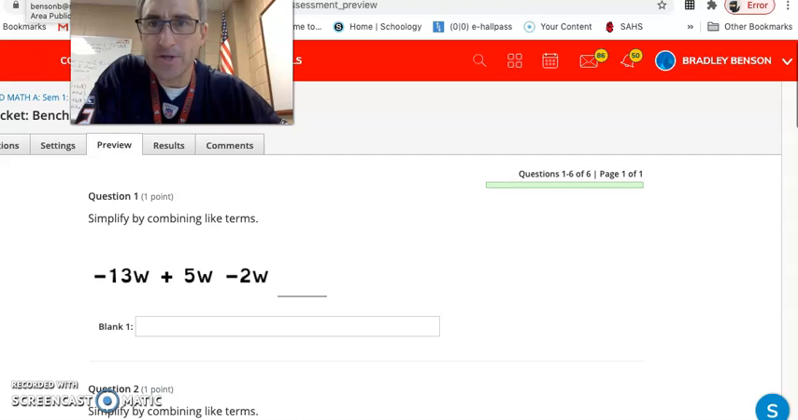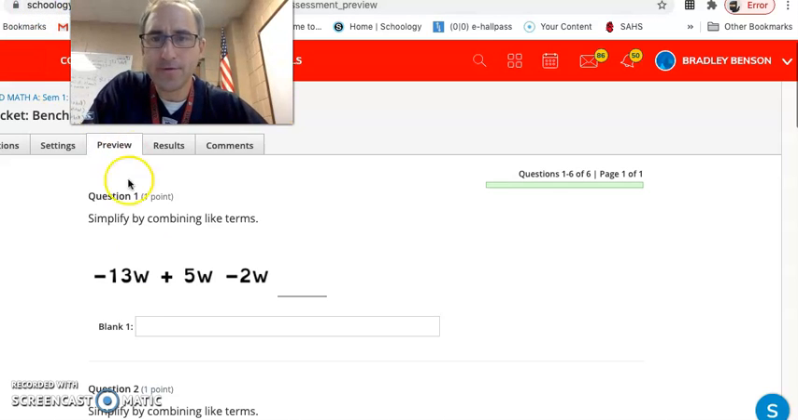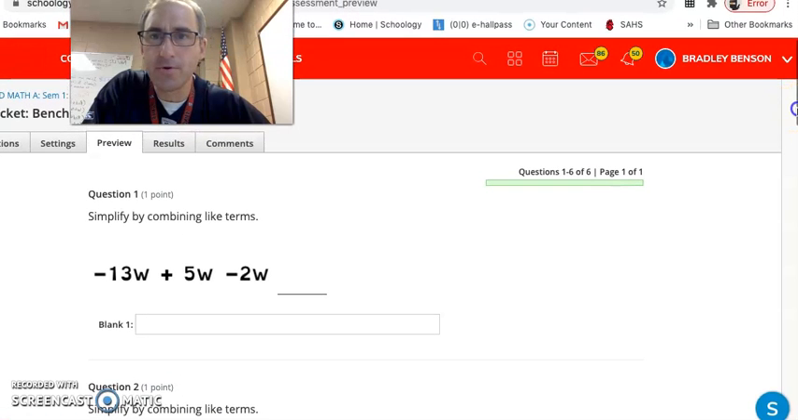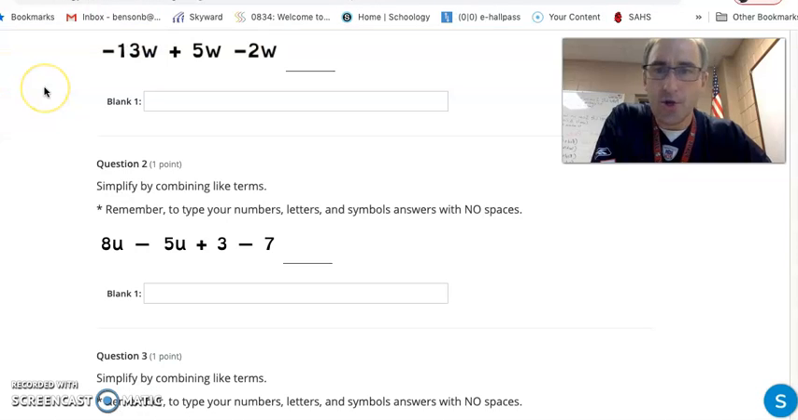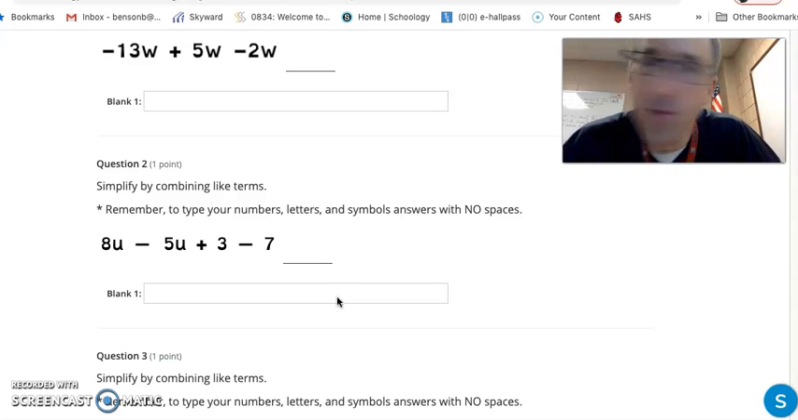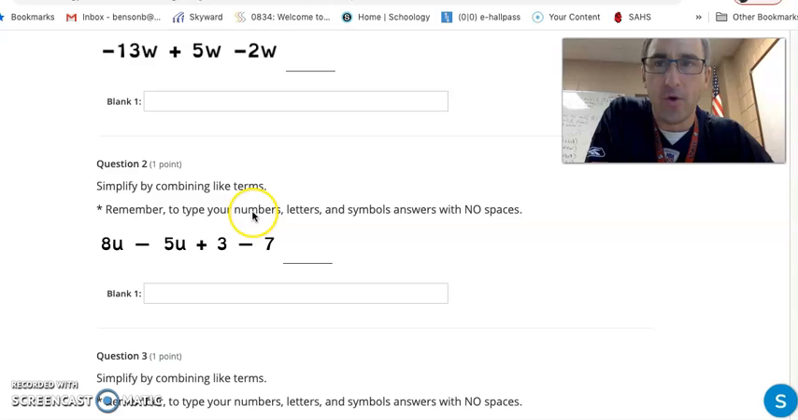We are going to look at benchmark 5.3. The first thing I want to remind you of when you're doing these types of benchmarks is that it's really important to follow the directions. For example, on question number 2, it says remember to type the number, letters, and symbols with no spaces. The way this grades is any keystroke that you make counts as part of the answer. So if the correct answer has no spaces, but you use spaces, it will be wrong. We don't want to be wrong. So make sure you follow all the directions.